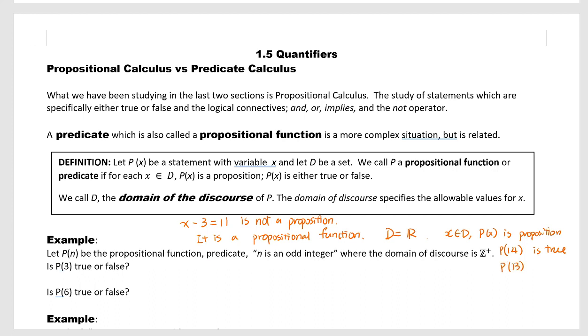However, 13 minus 3 is 10. It's not 11. So then P of 13 is false. Okay, so this is a propositional function. It's not a proposition, but when we plug in specific values in it, we get a proposition, and then we can tell whether it's true or false. Okay, so let's look at the example.